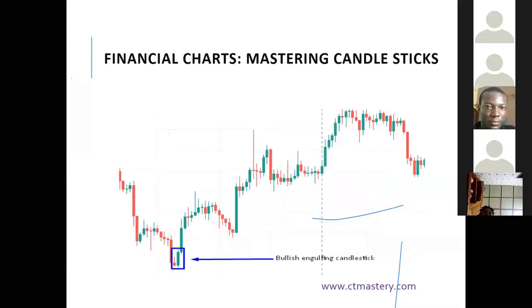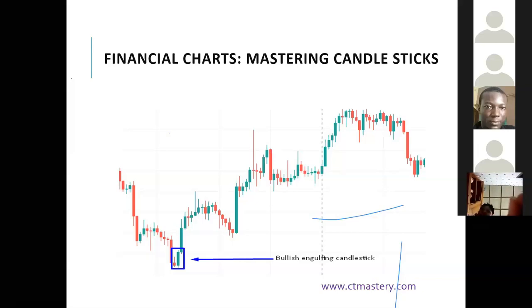So in this slide, what you're seeing is a bullish engulfing candlestick pattern, because this is live. I got this live from TradingView. You see that this candle is fully engulfing this candle. So when this happens, it means that the bulls are taking over the market.